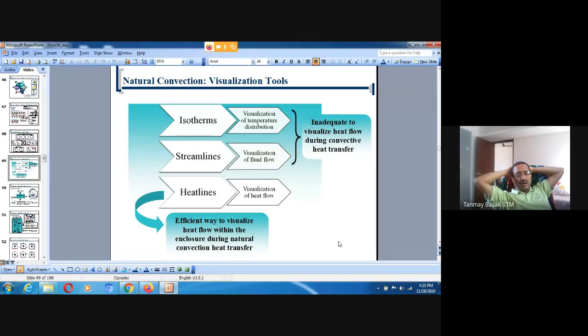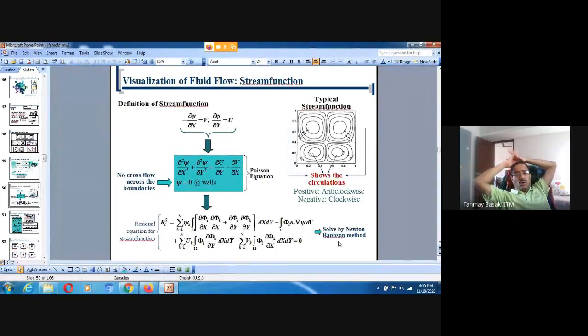So there is a numerical tool called heat line, and heat line was implemented using finite element for the first time by me in the scientific literature. We found enormous application, and the finite element method has been found to be indispensable to implement visualization of heat flow using heat lines. That's the efficient way to visualize heat flow in an enclosure during natural convection heat transfer. So I would like to now describe.